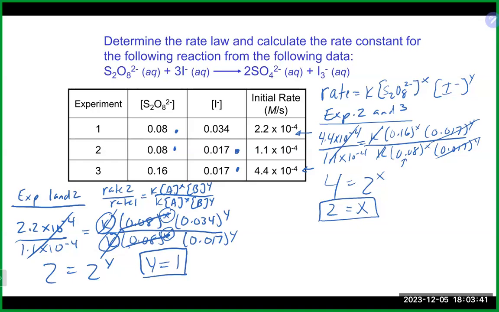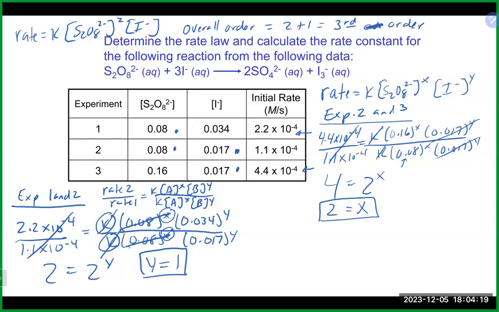Now that we actually have the orders, we could write the completed rate law in this case, which would be the rate is equal to k times [S2O8 2-], which would be to the second order, times [I-], which is to the first order here. And again, we don't have to put the 1 up on top. The overall order in this particular reaction is going to be 2 plus 1, which means that technically speaking, overall, this is a third order reaction when you add up the orders of each of the reactants. Any questions on that there?